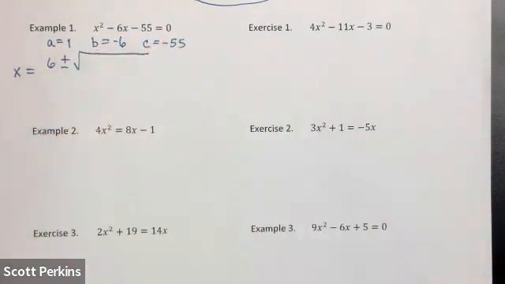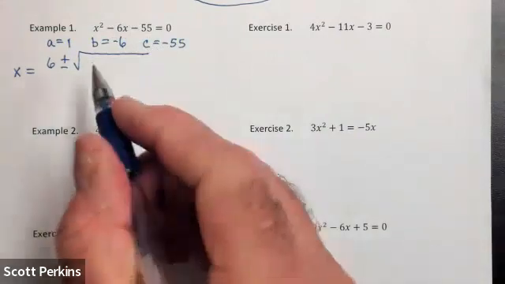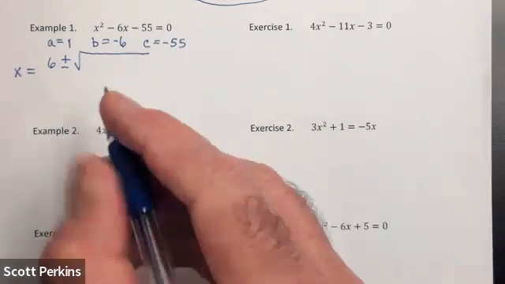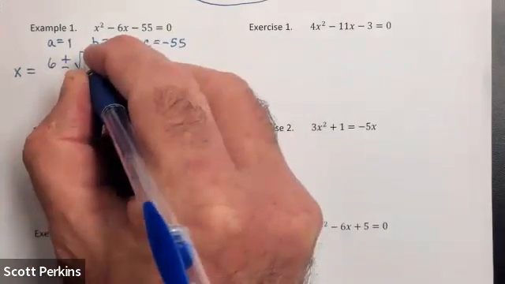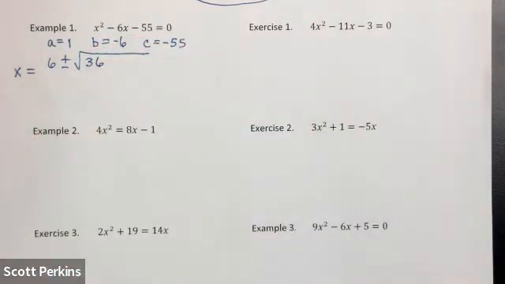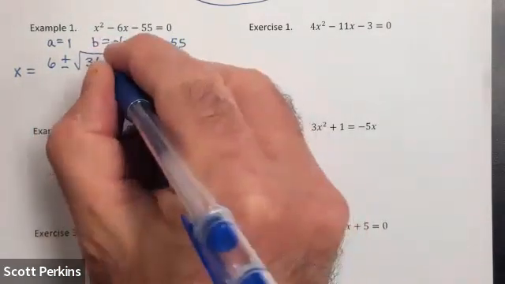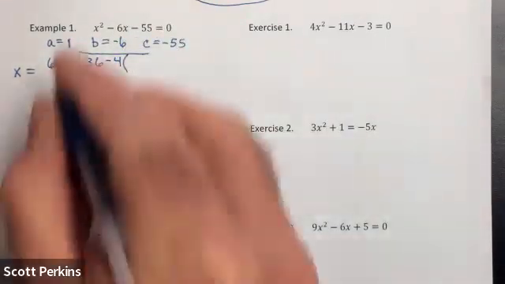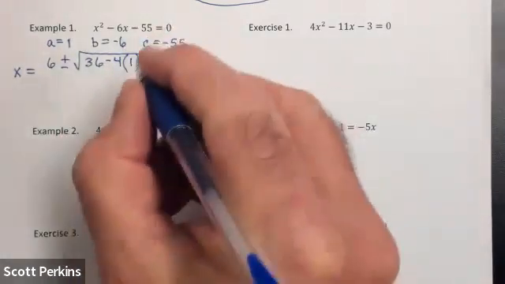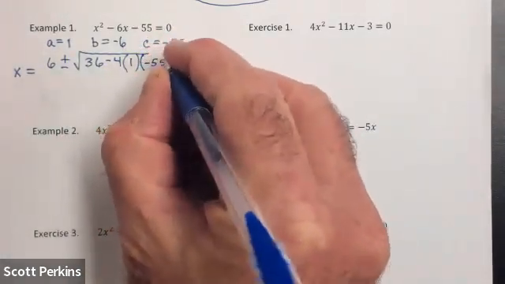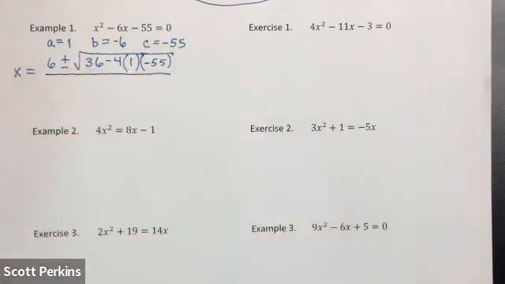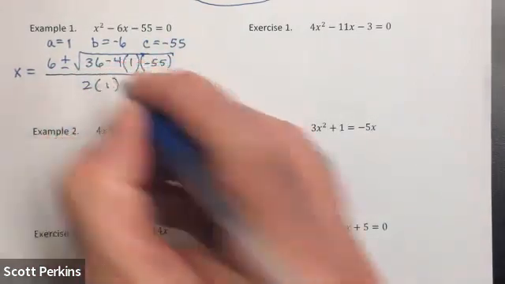Underneath my square root, I've got b squared, which is negative 6 squared. What do I get when I square negative 6? Positive 36. Negative 6 times negative 6 is positive 36. Minus 4, that 4 is just part of the formula, times the value of a, which is 1, and the value of c, which is negative 55. And all of that is over 2 times a, or 2 times 1.